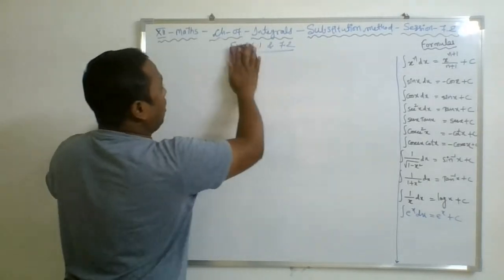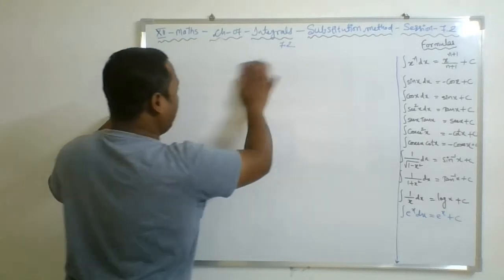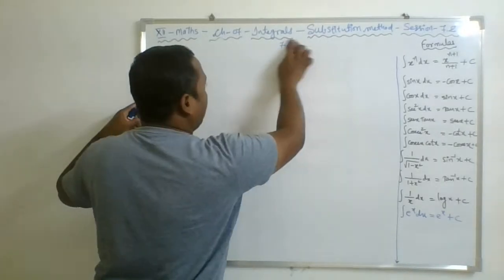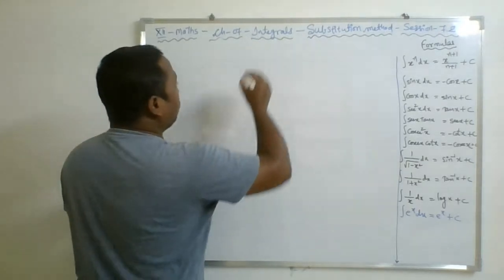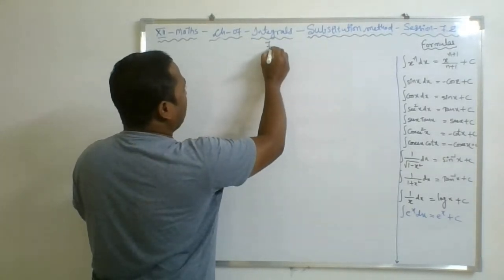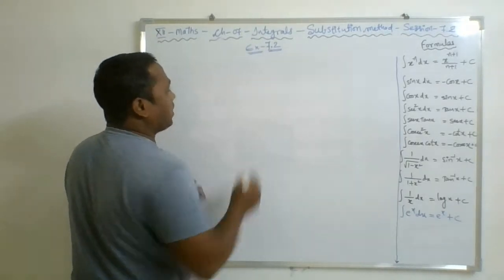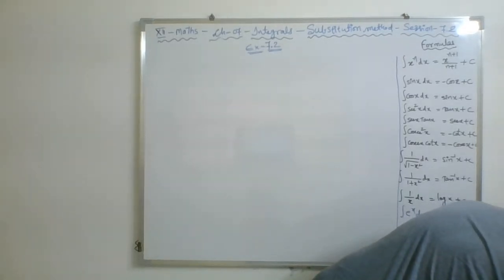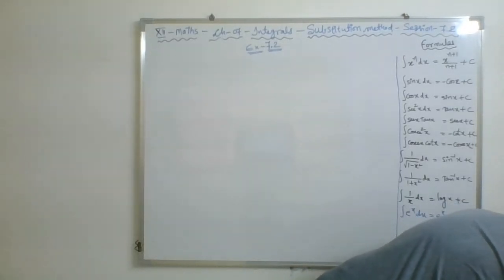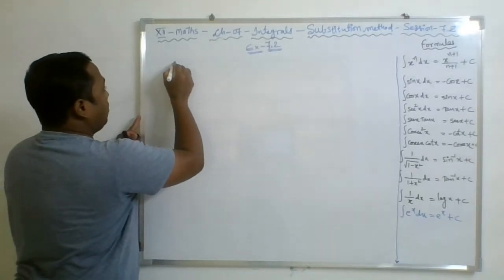Now, if your 7.1 is over, we'll take 7.2. Before we start 7.2, no problem at all, whether you take the sums first and then go for the formulas. It doesn't matter. I'm taking the question now.